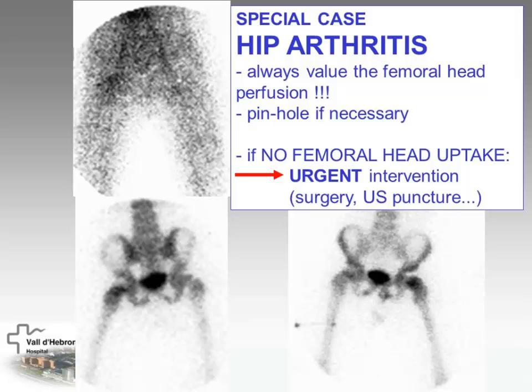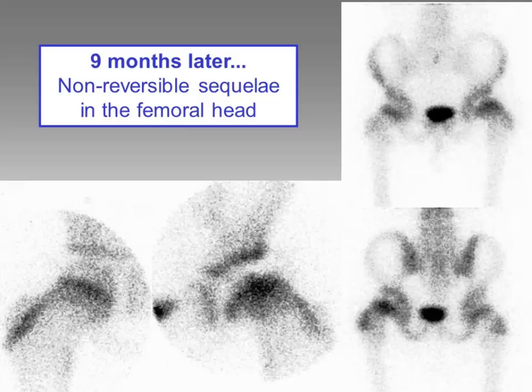In this case, this bone scan was not reported adequately, and an osteomyelitis of the neck was reported, but they said nothing about the absence of perfusion of the femoral head. And that means that there was no intervention. And 9 months later, we found here irreversible sequelae on the femoral head.